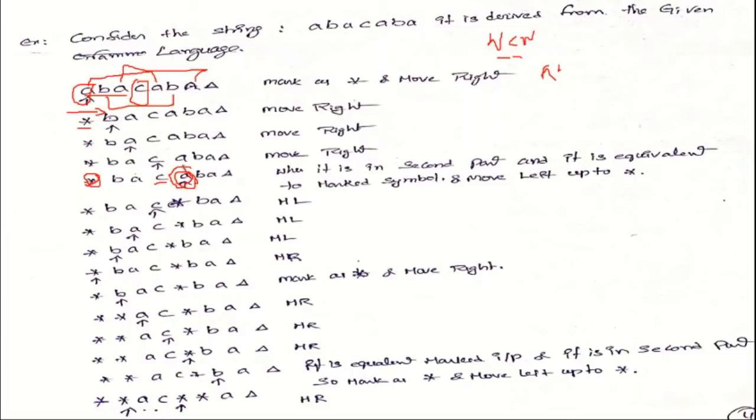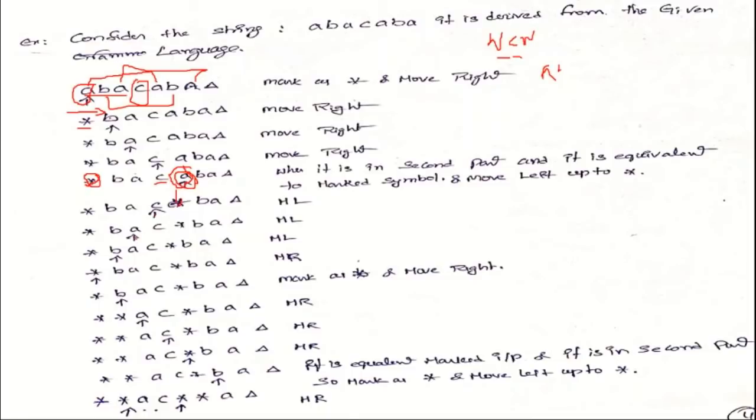In case that symbol is the same, then we mark this symbol also as star, and then go back to read the second symbol. So we move left up to the previously marked star symbol. So this A can be marked as star and then move left, past C. The current input symbol is C, so again we move to the left.